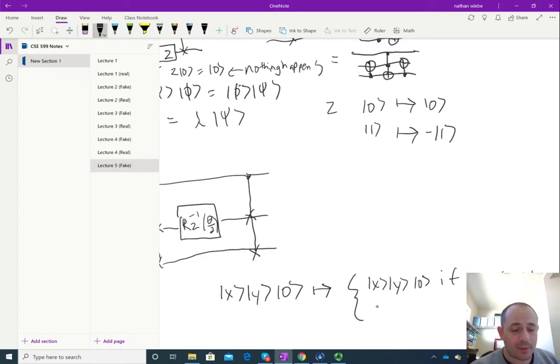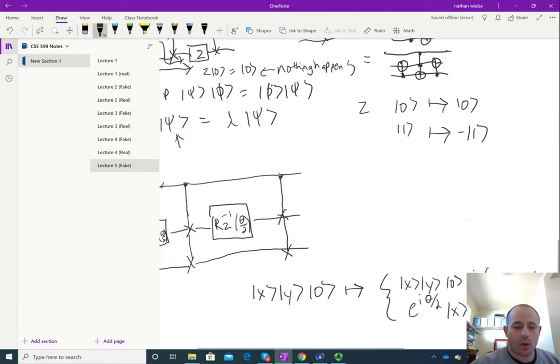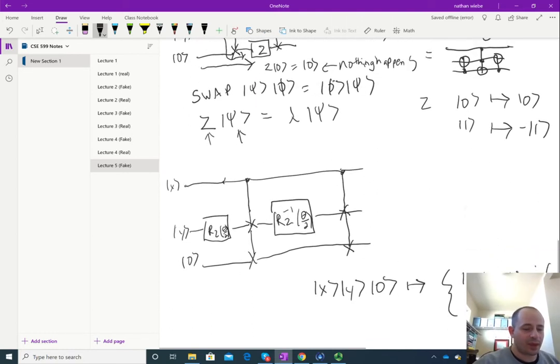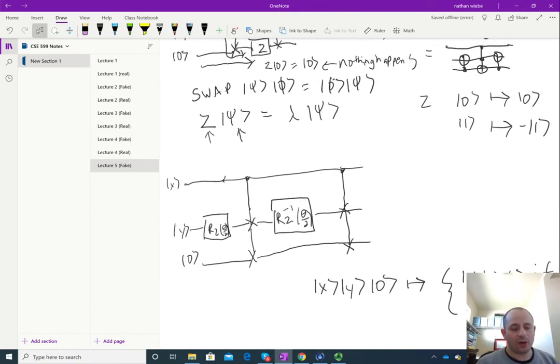And it'll map to e^(iθ/2) |X, Y, 1⟩ if X equals Y equals 1. All right. And the way that you can see this is as follows.